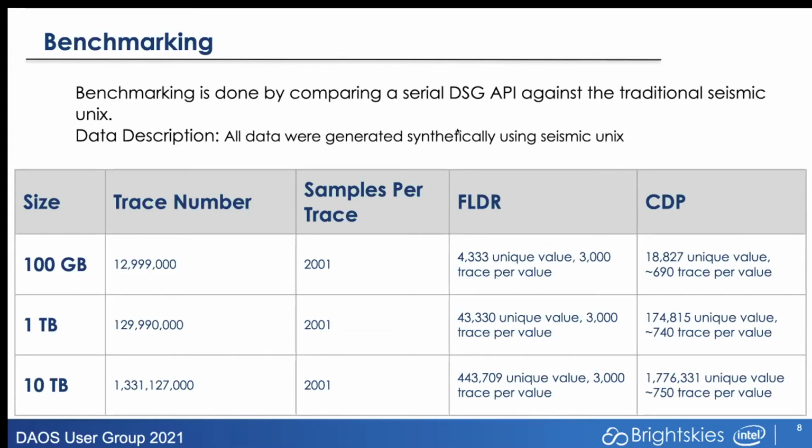So to benchmark and assess our DSG solution, we have compared it to Seismic Unix. Seismic Unix is an open source seismic package that offers most of our functionalities, and we have benchmarked our performance against them on Seg-Y files of sizes 100 gigabytes, 1 terabyte, and 10 terabytes. In this table, we can see the distribution of the number of traces, as well as the distribution of some important header keys, like the FLDR and CDP, which corresponds to the common midpoint between the source and the receiver.